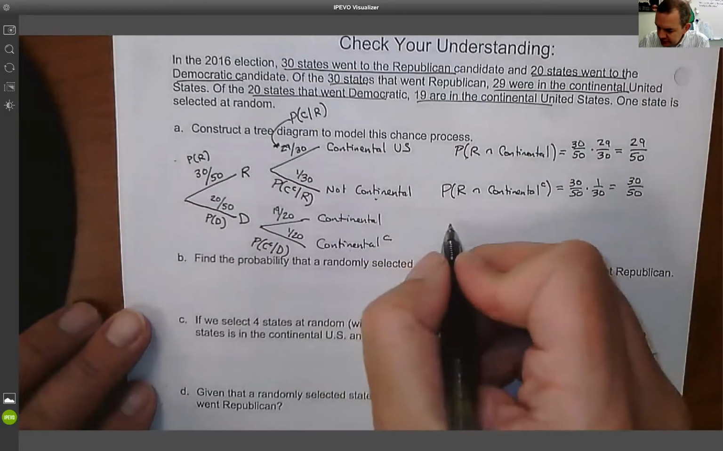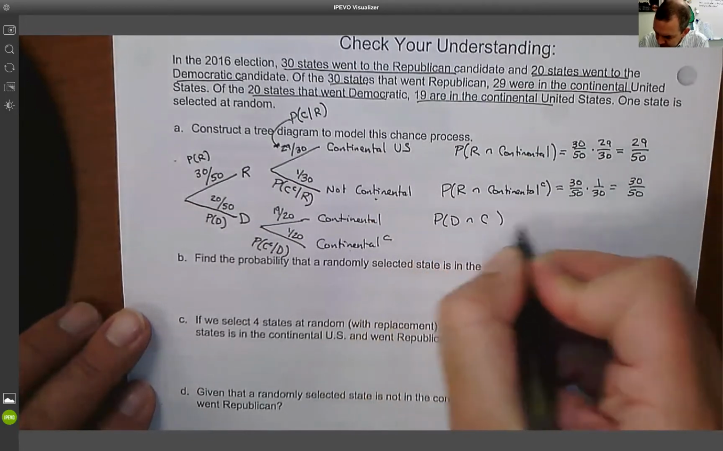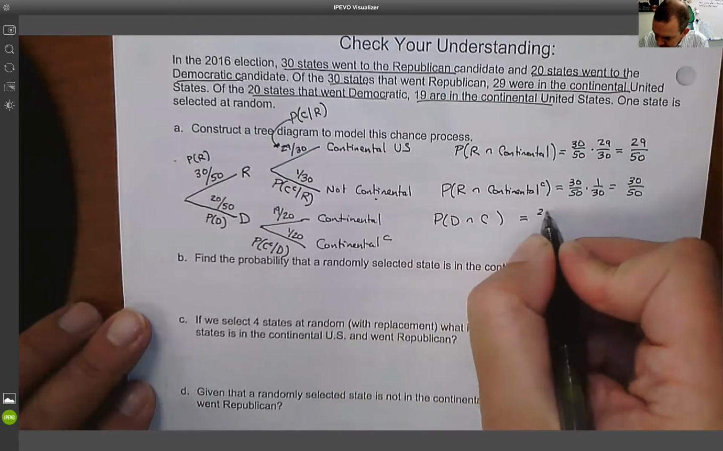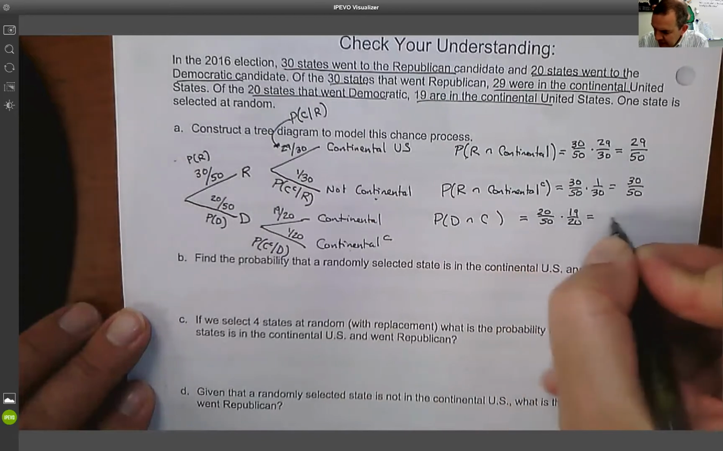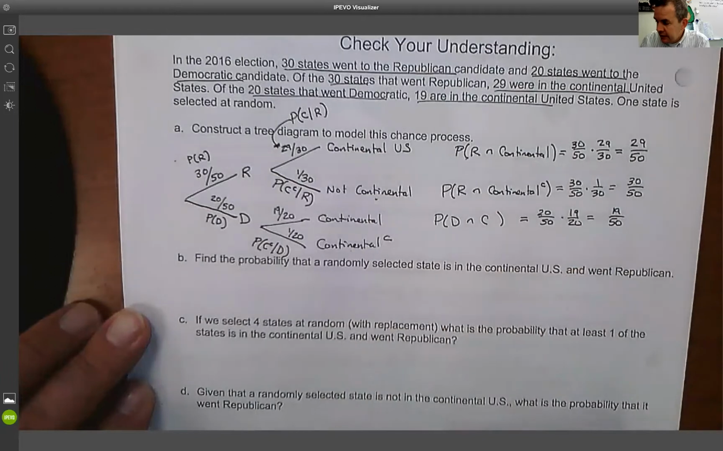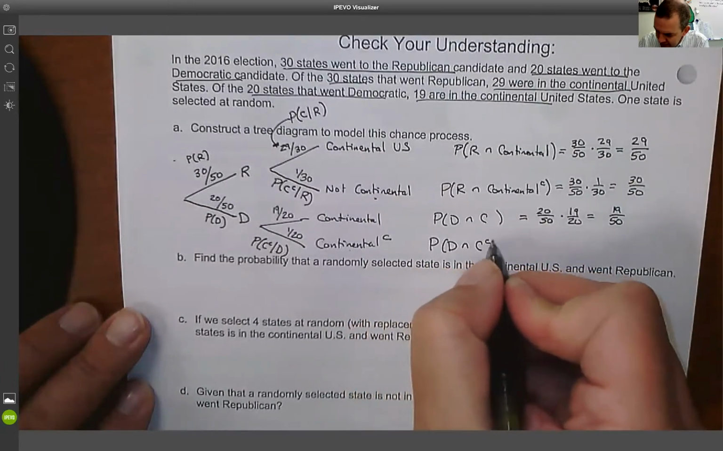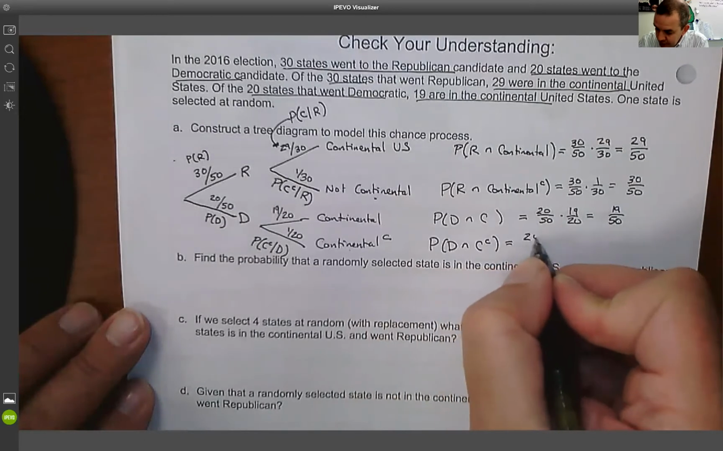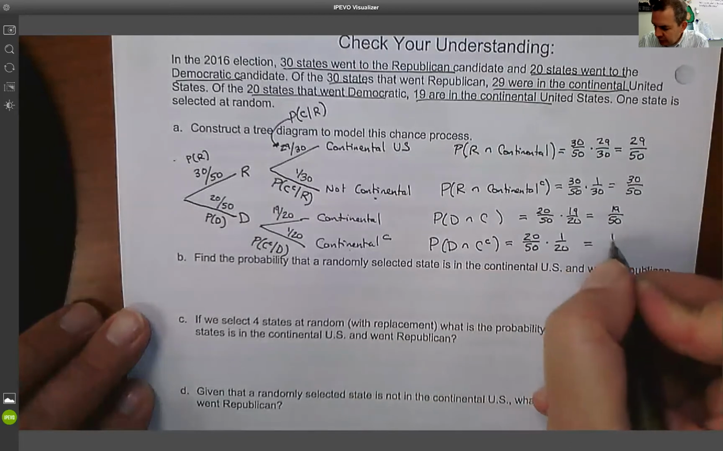And then I do the same for this. This would be your probability of being a Democrat and continental. That's going to be 20 out of 50 times 19 out of 20, and that's going to give me 19 out of 50. And then finally, last but not least, the probability of being a Democrat and not being in the continental United States: 20 out of 50 times 1 out of 20. That's going to give me 1 out of 50.